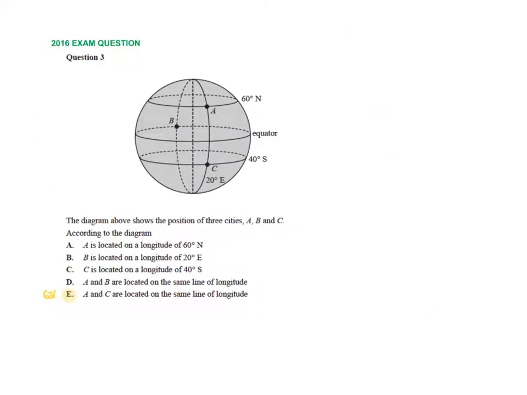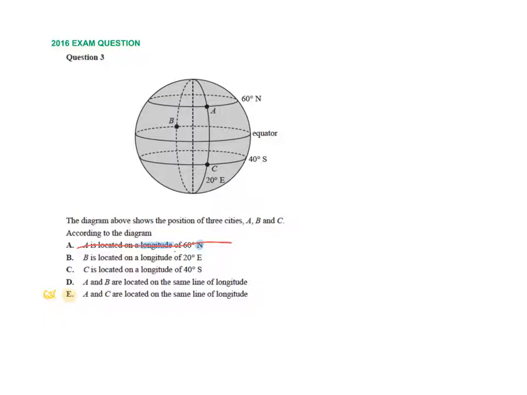So, if you look here, let's do this question. The diagram below shows the positions of 3 cities A, B, C. According to the diagram, A is located on a longitude. So let's remember, longitudes are the ones going from the top pole to the bottom. Is longitude ever measured in north? No. So get rid of that one.